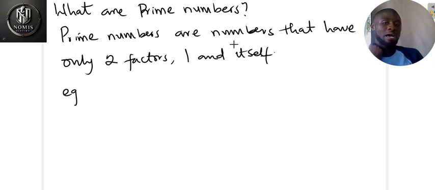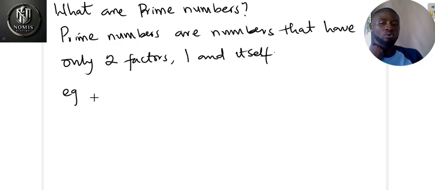Prime numbers are numbers that have only 2 factors, 1 and itself. So the only number that can divide any prime number without a remainder is 1 and itself.